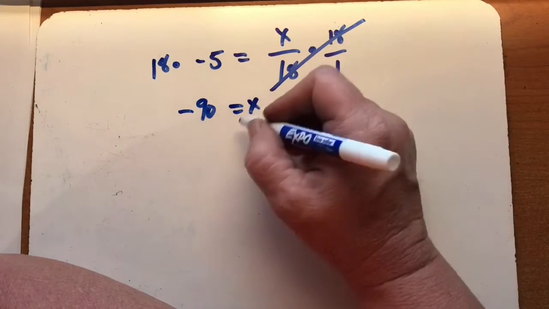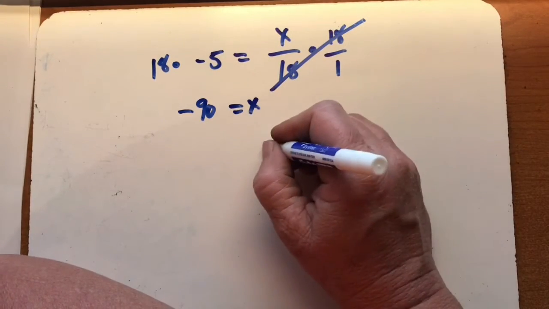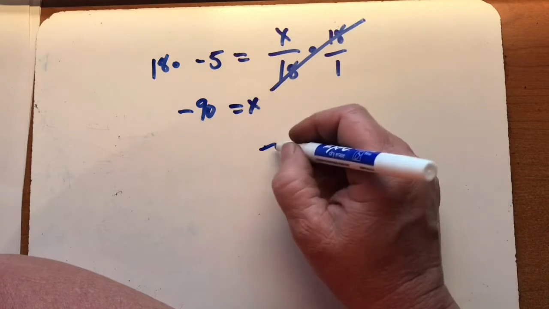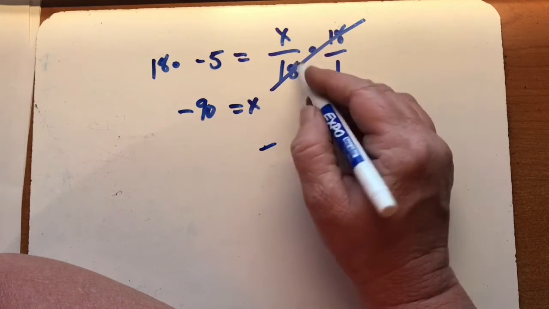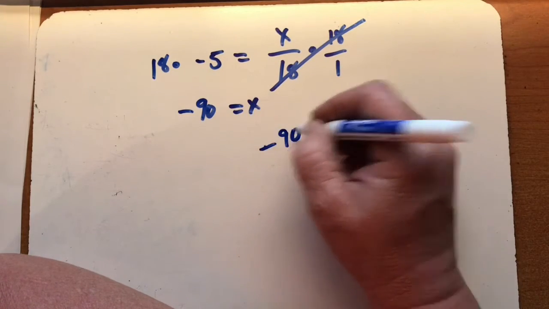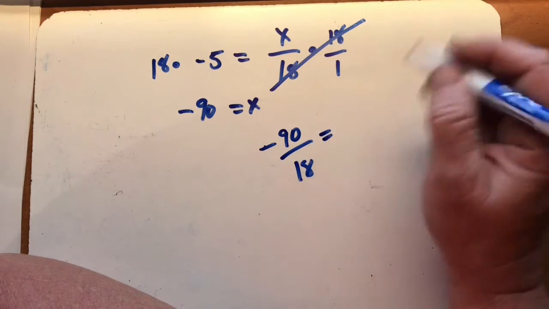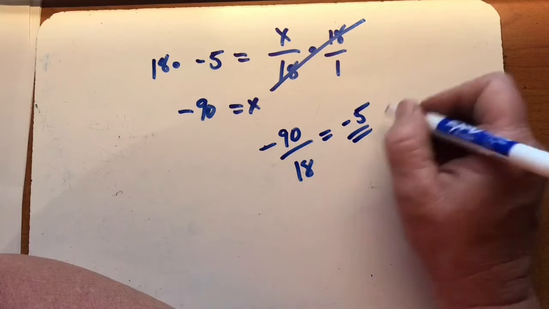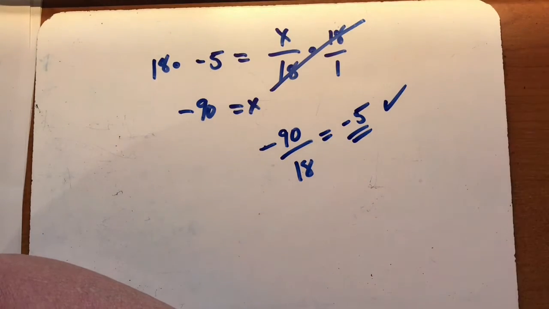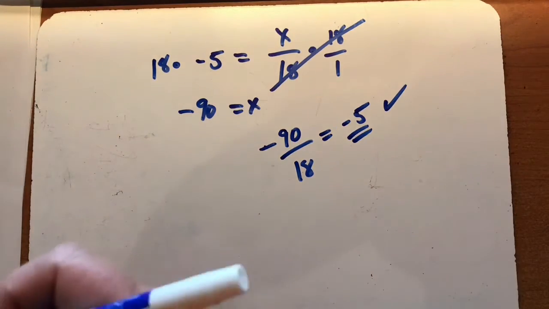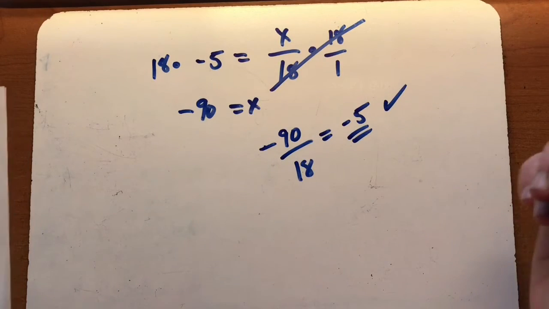Okay. Again, I can always check. I can go back and say, well, it's x divided by 18, so x is negative 90, divided by 18. What does that equal? Well, it does equal negative 5. So that's how I would check that. Okay, let's move on to some of the problems you will see in your lesson.